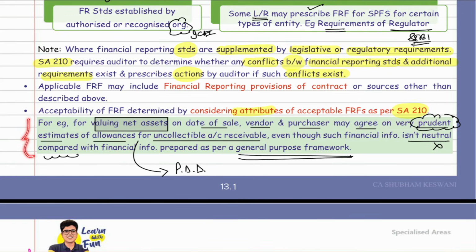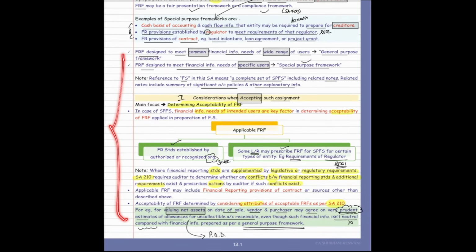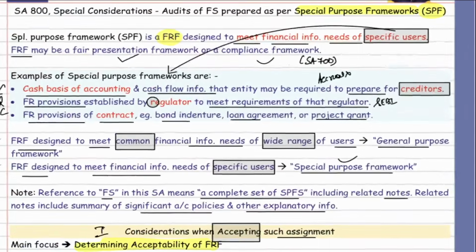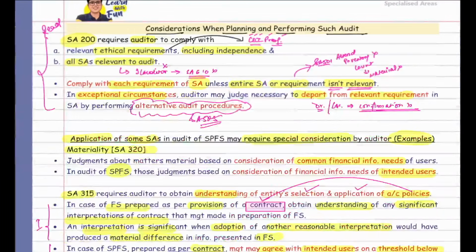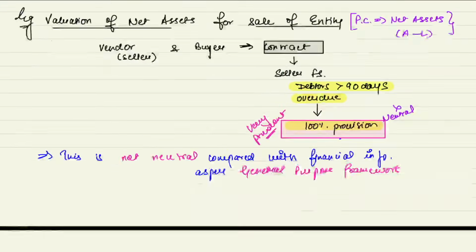Now this example I have already covered. For valuing the net assets on the date of sale, vendor and purchaser can agree on very prudent estimates for provision for doubtful debts. So this is not neutral as compared to general purpose framework. So what is given here? You just need to read it. The main thing that you need to focus from exam point of view is these three examples can become a part of your question. Got it? Got it, sir.